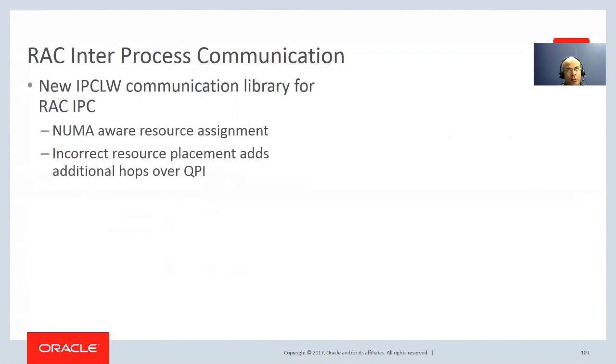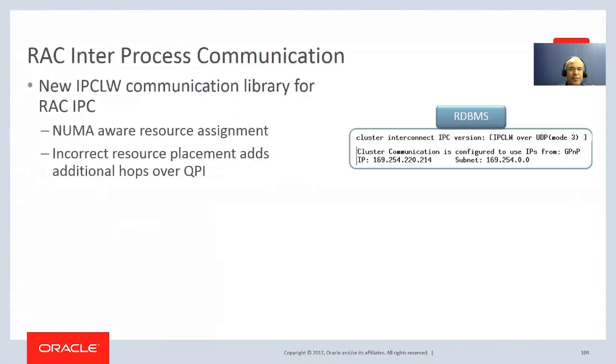Because if they are not, if you have a process running on certain CPUs in a different NUMA zone and the resource for that is in some other zone, then we have to go over additional hops over the QuickPath link. So we need to make sure that we automatically, again, you don't have to as a DBA, you don't have to do it, but these are some of the new features of that IPC.